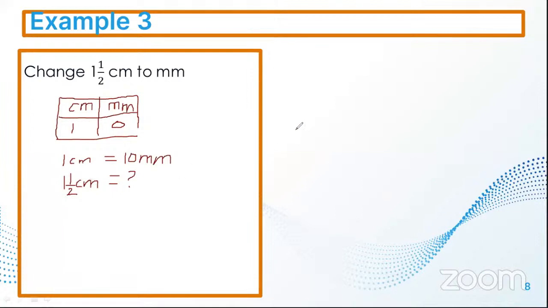So when we are changing this, you multiply the denominator, that is 2, times the whole number, that is 1, plus the numerator. I'm changing this fraction into an improper fraction. So you multiply denominator times whole number plus numerator, then you put it out of the denominator. So 2 times 1 is 2, plus 1 out of 2. So finally, 2 plus 1 becomes 3 out of 2.